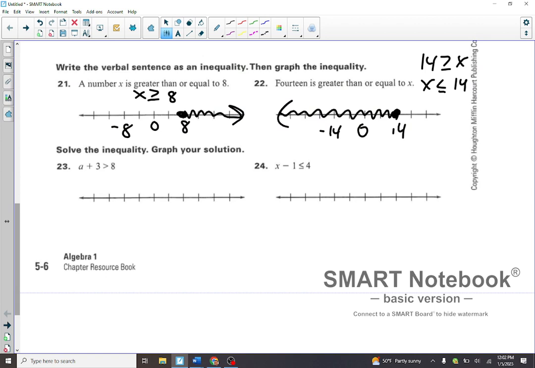And this part here, solve your solution. Remember, to solve, you just get the variable by itself. So minus 3, minus 3. It's exactly the same algebra we've been doing all year. So A is greater than 5. 0, 5, negative 5. Open circle at 5. A is bigger than 5, so to the right.